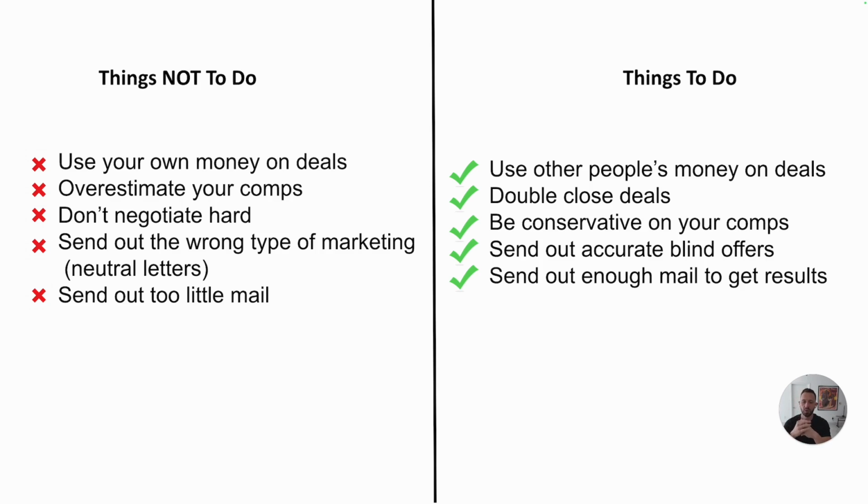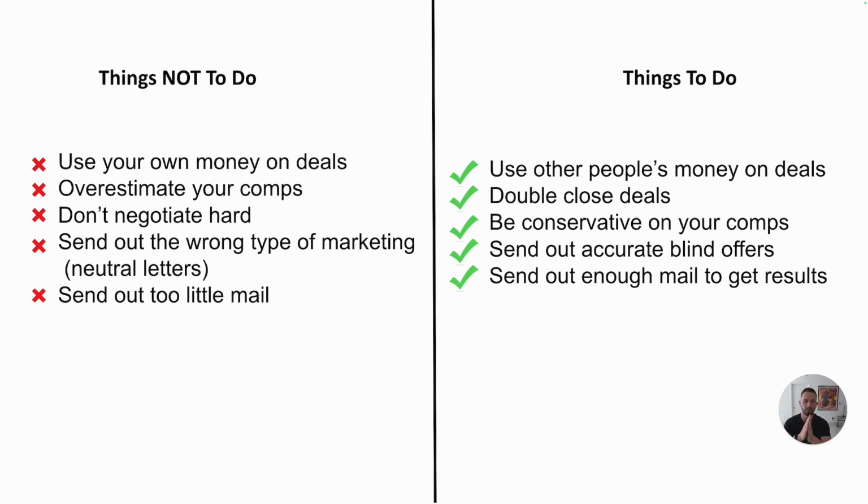Okay. Don't send out the wrong type of marketing. Don't do neutral letters. They don't work well in today's market. Okay. Unless you're a very advanced marketer and salesperson, do not do that. And don't send out too little mail. Don't send out 5,000, and then say it doesn't work. Well, it doesn't work because you didn't work it, right? You can't forget about regression to the mean.